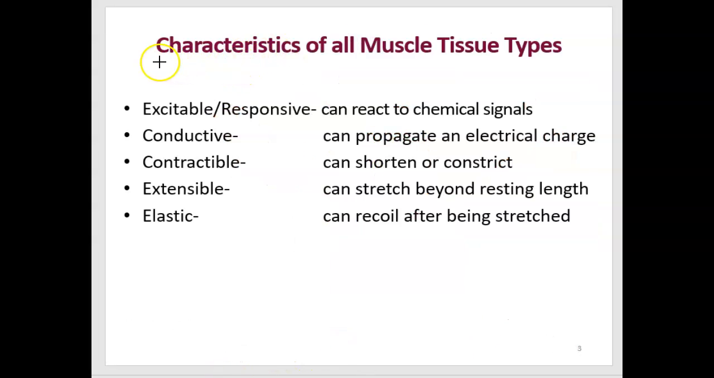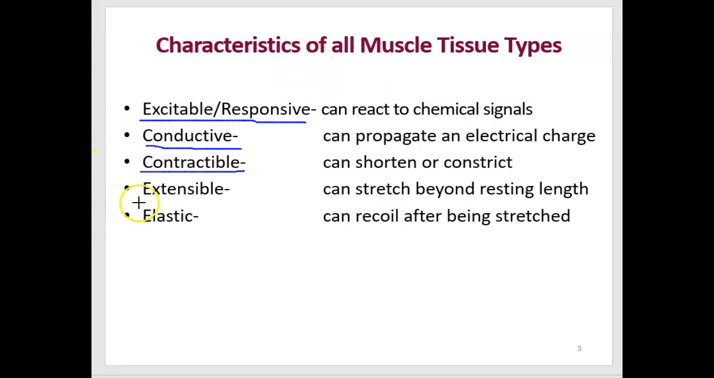Regardless of which type of muscle tissue you're talking about, they all have these characteristics in common. They're all excitable. They're responsive. They can react to chemical signals and sometimes a physical signal as well, like stretch. They are all conductive electrically, that means, so they can propagate an electrical charge, much like a neuron can. They're contractible. That means they shorten or constrict, causing movement of part of the body, maybe a very small part like a blood vessel, or maybe a very large part like an entire limb.